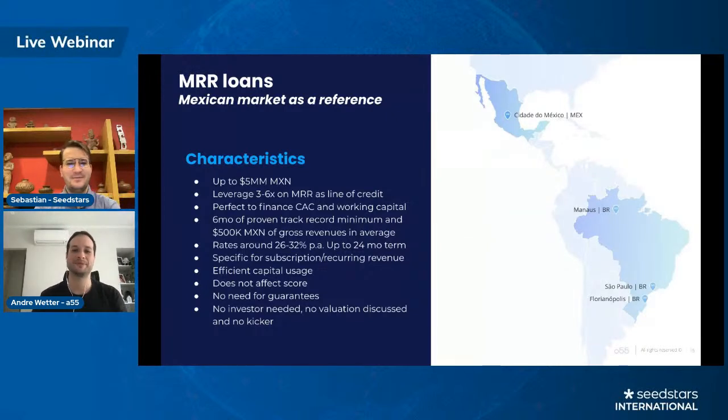Exactly. Maybe before we move over to our Q&A session, can you tell us a little bit more? You talked about the difference in lending to these high growth technology startups versus maybe a traditional business. But can you tell us how A55, being a technology driven lender, has allowed you to really effectively service this type of client? Yeah, sure.